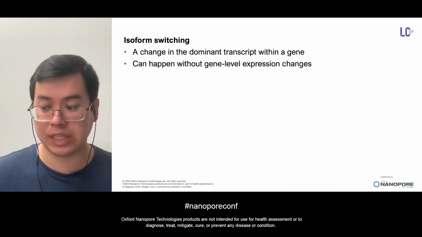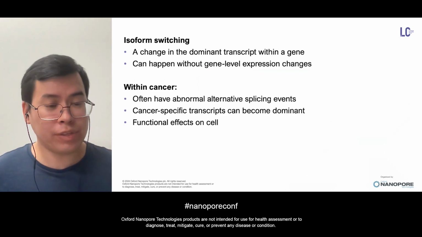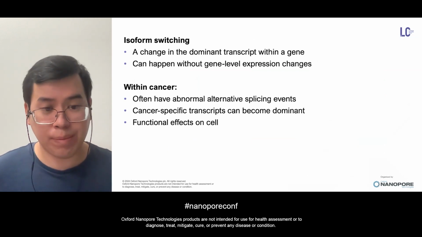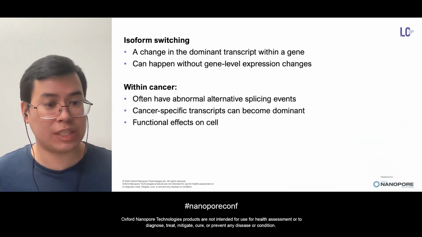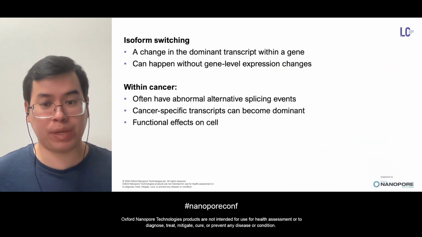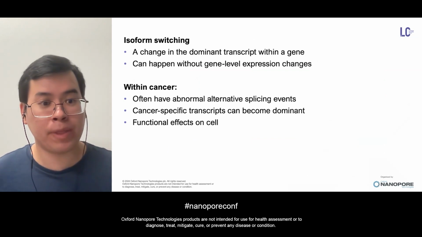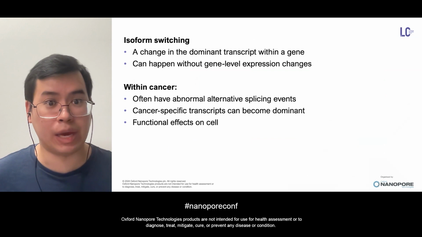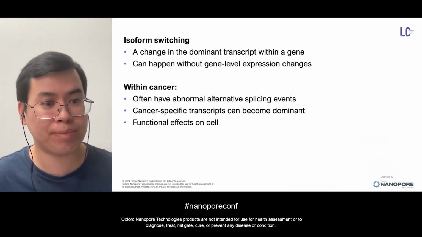And a good example here is in cancer. So we often know that cancer has abnormal alternative splicing events. And that means that in certain types of cancers, there's certain cancer-specific transcripts that can become dominant within some genes. And these have effects on the cell, like pushing it towards a more cancerous state or helping it through the epithelial mesenchymal transition.